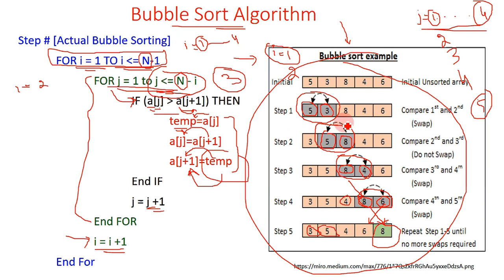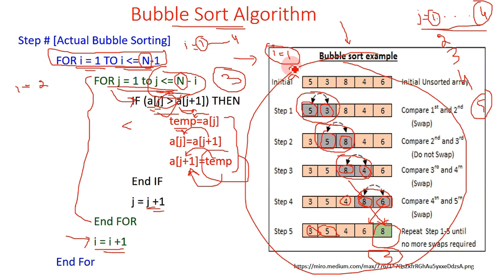If you are sorting this array in ascending order, then this condition is okay. But if you want to sort this array in descending order, just change this greater than sign to less than. Now the array will be sorted in descending order, meaning the last location will hold the lowest value, that is 3. Hope you understand the working of the bubble sort, how the bubble sort works.